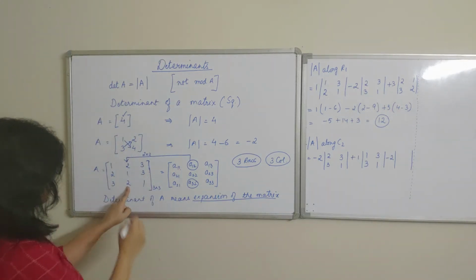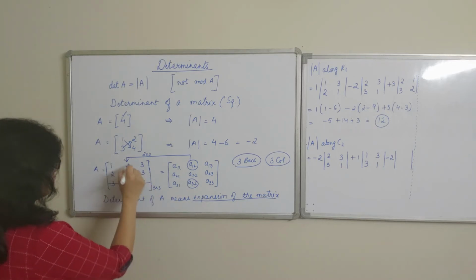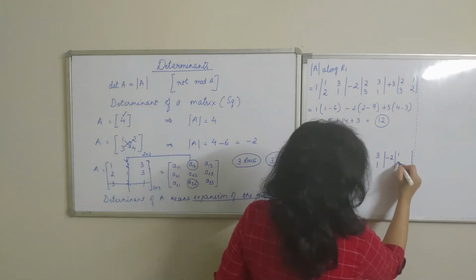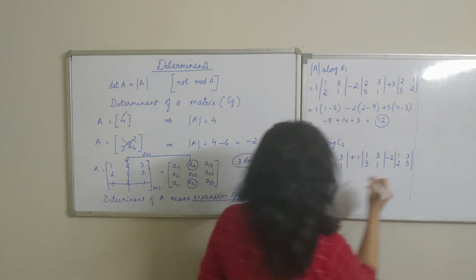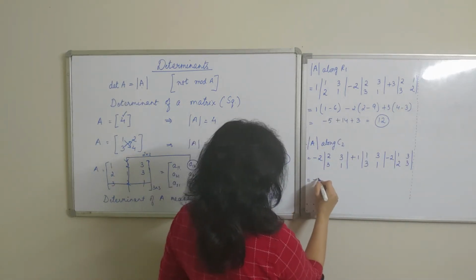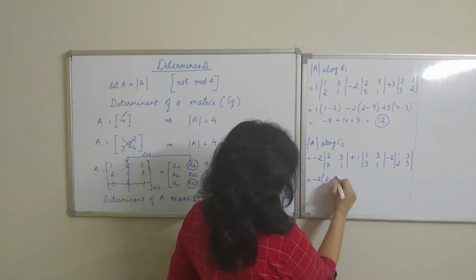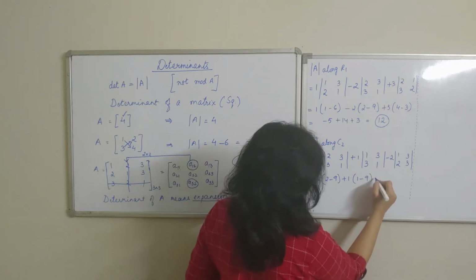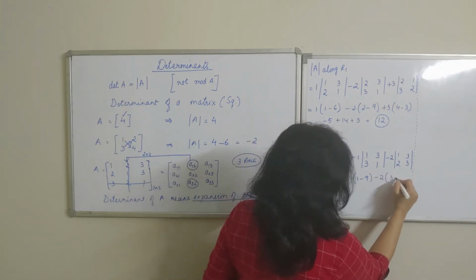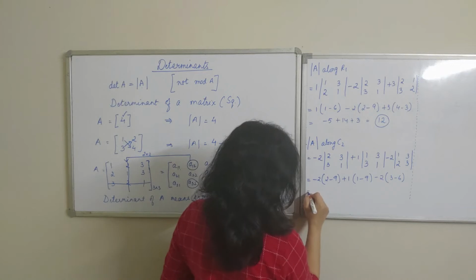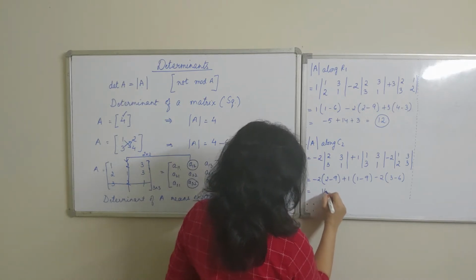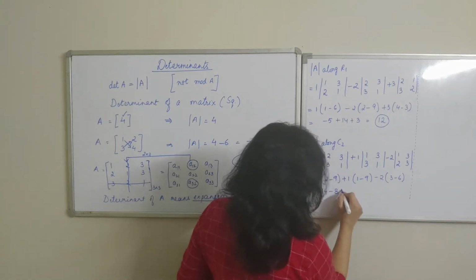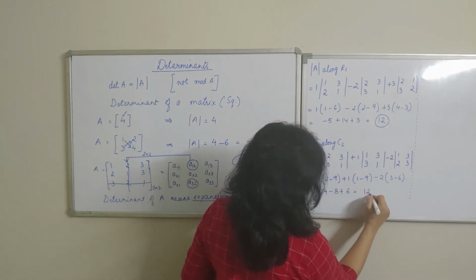The last element is -2, so delete the third row, second column. The elements are 1, 2, 3, 3. And now expand. We get -2 multiplied by 2 minus 9, plus 1 multiplied by 1 minus 9, minus 2 multiplied by 3 minus 6. This gives us 14 minus 8 plus 6, which is 12.